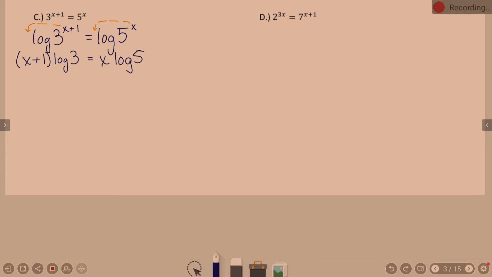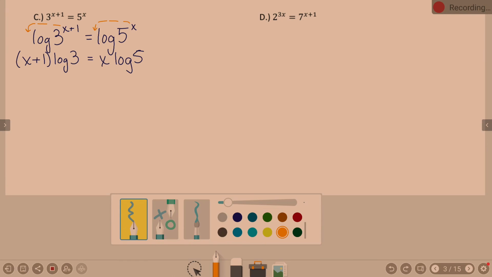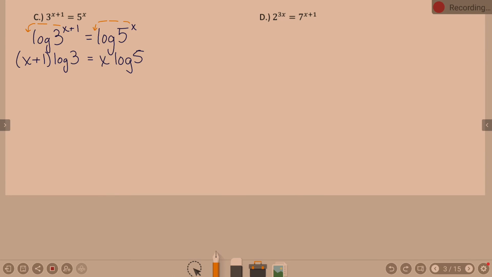Now, what makes this problem so different from the last problem? Yeah, there's 2 x's, and 1 x is on the right, 1 x is on the left, isn't it? Okay. So, unfortunately, I can't really just divide by log 3 or divide by log 5 or anything like that, like what I tried to do last time. This is one where my best suggestion is to take the log 3, which log 3 is a number value. Take the log 3 and distribute. Okay?